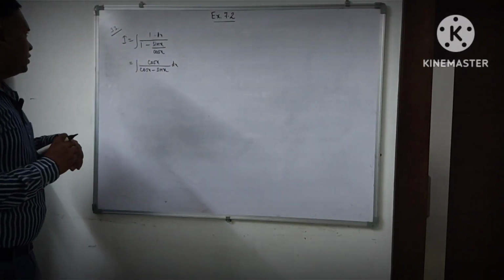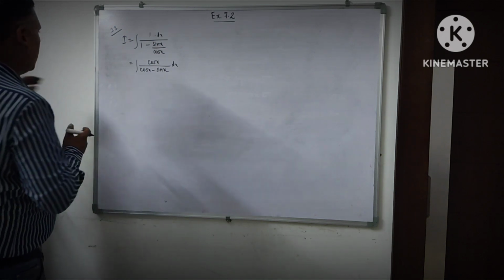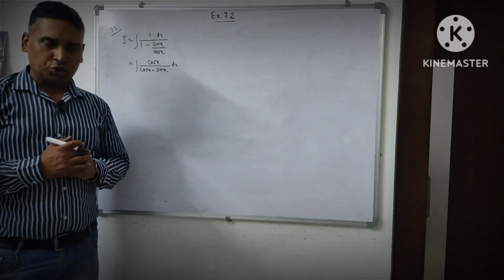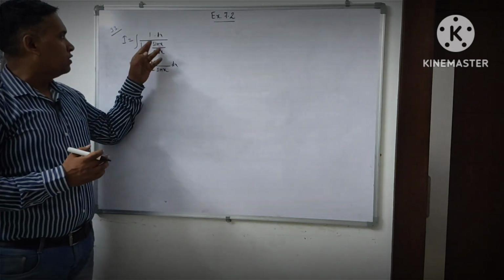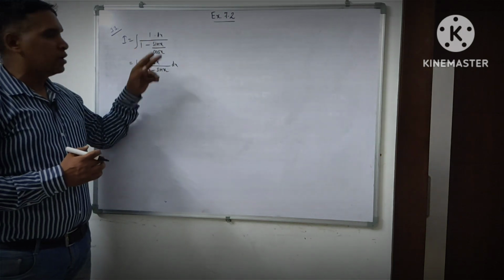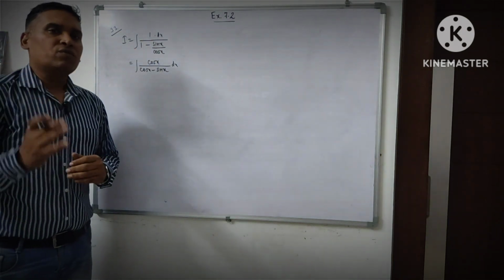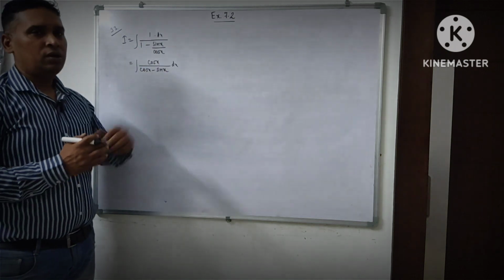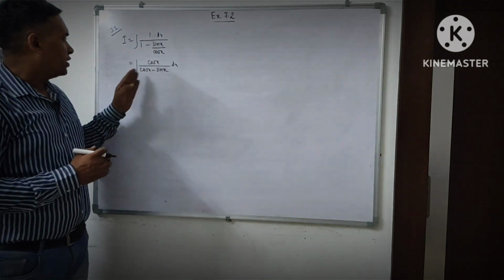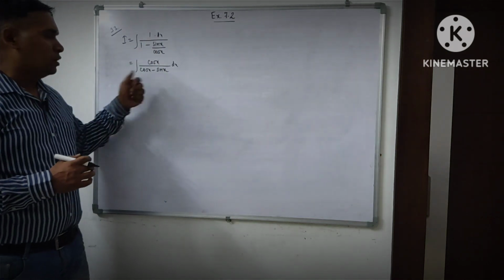Yes children, in the 33rd question I have just written the modified version of the original question. In the original question it is given 1 minus 1 upon 1 minus tan x. So I have converted this tan into sin by cos. After that I took the LCM. So this is the scenario.